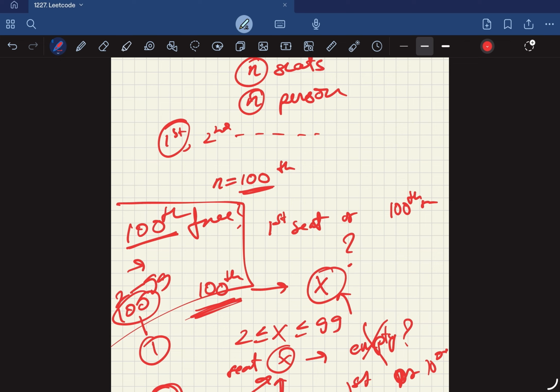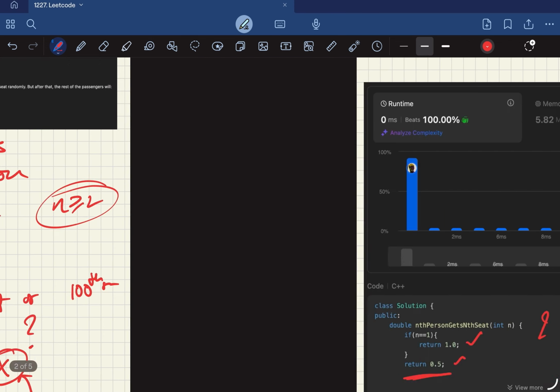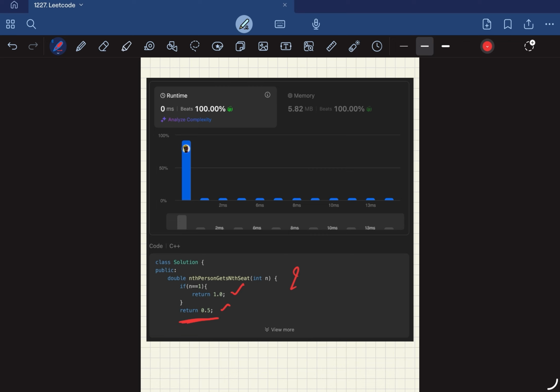And this will hold true for every n greater than or equal to 2, except n equal to 1. Because for n equal to 1, there is only one seat. So this first person, the nth person, has only one choice. So there is a 100% probability that he is going to sit on his seat. So yeah, this solution beats 100% of the solutions, and it's fairly short because it's a very probabilistic and mathematical question and not actually a coding problem. So yeah, I hope you understood the solution.